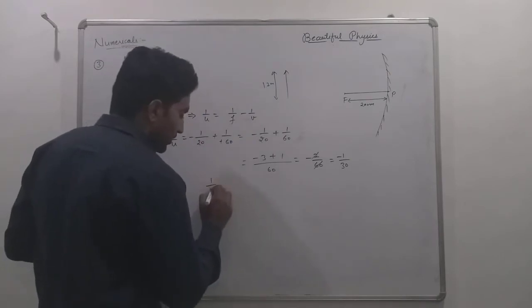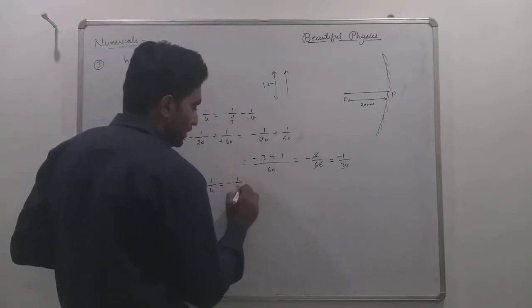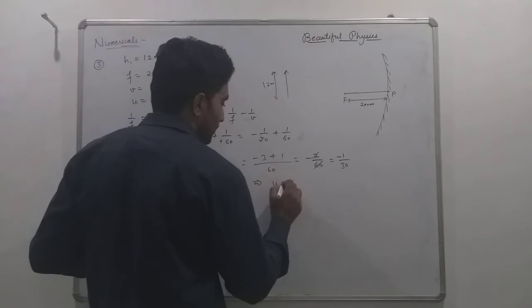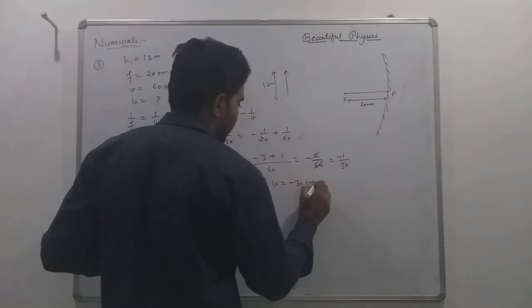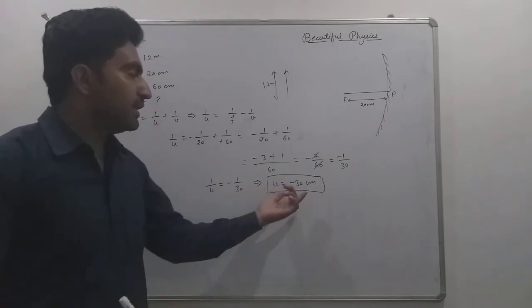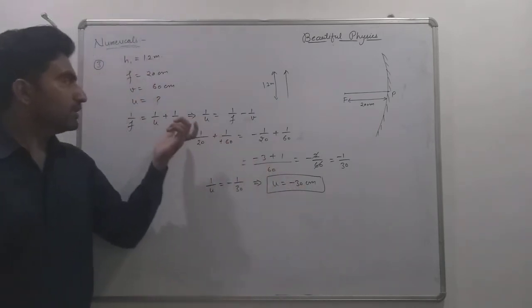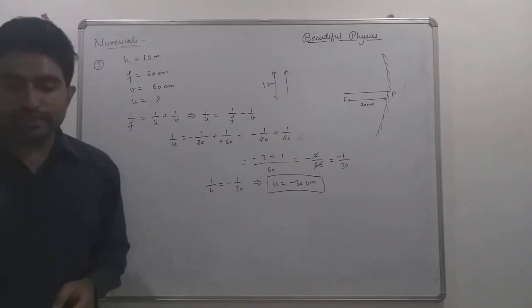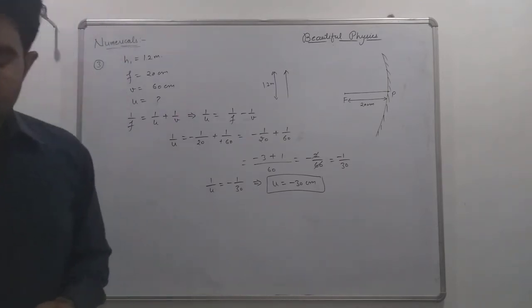So the value of 1 by u is minus 1 by 30, which implies u will be equal to minus 30 centimeter. So the object is placed at a distance of 30 centimeter when the real image is formed at a distance of 60 centimeter in front of a concave mirror.